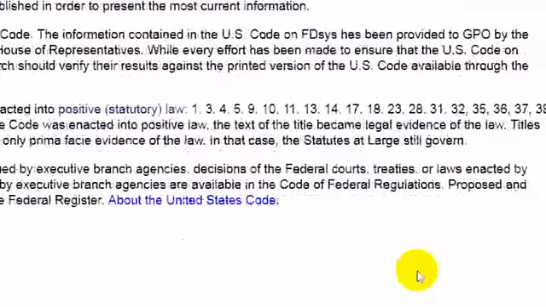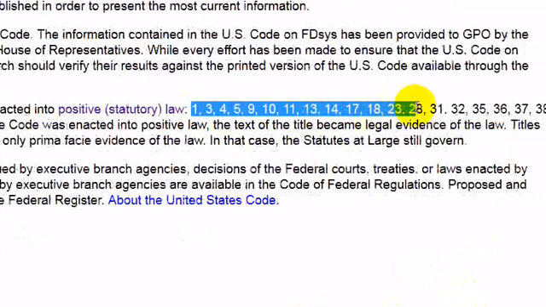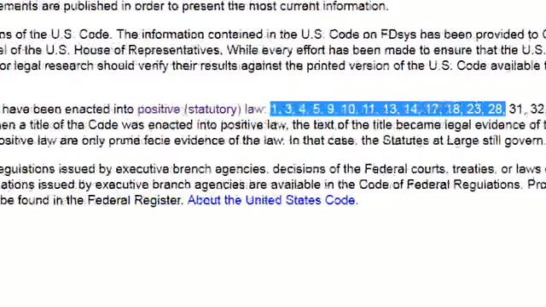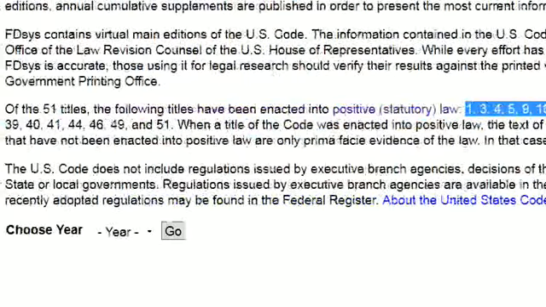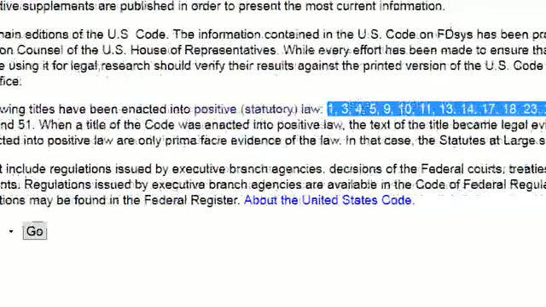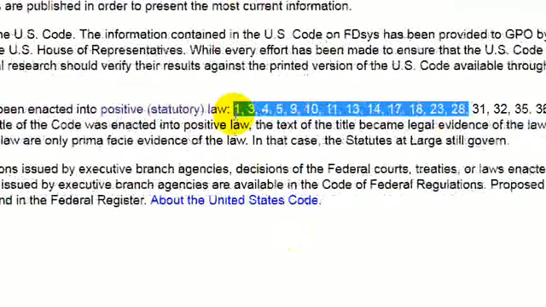Now these are in sequential order. Here's your first test right here. Do you see Title 26 anywhere in here? Now again, this is listing out positive law. I just gave you the definition. Well, I'll expound on that definition here in a little bit. But do you see Title 26 anywhere in here? No, you do not. It's not positive law.